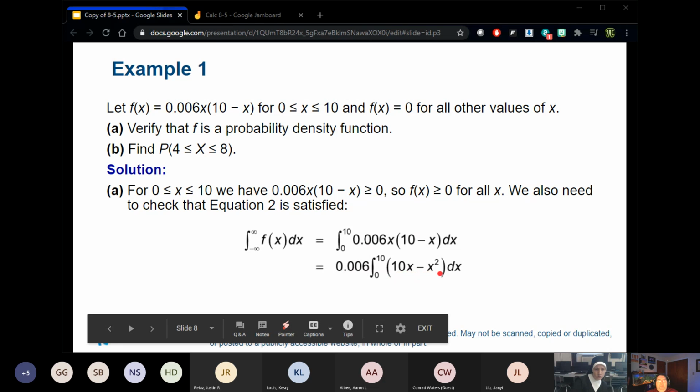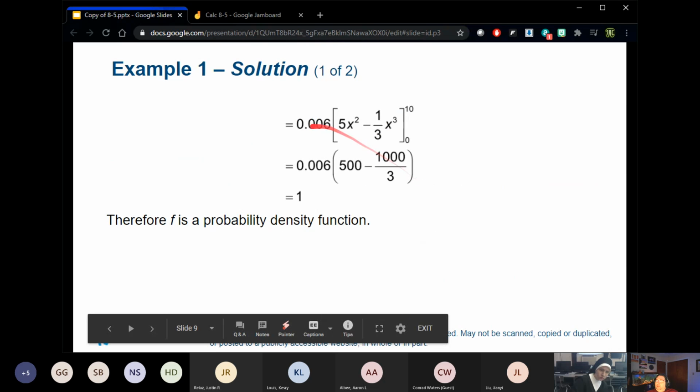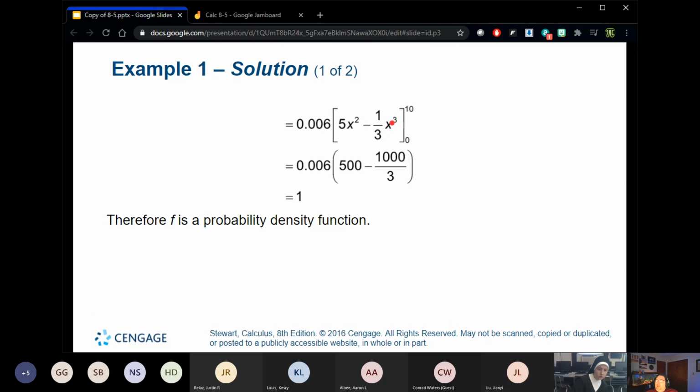So I'm just doing the integral of 10x minus x squared, which gives me 5x squared minus 1/3 x to the third. We plug in 0 and 10. The 0 cancels everything out. The 10 is going to give me 500 minus 1,000 over 3. So 0.006 times 500 minus 1,000 over 3 is exactly 1. So this is a probability density function.